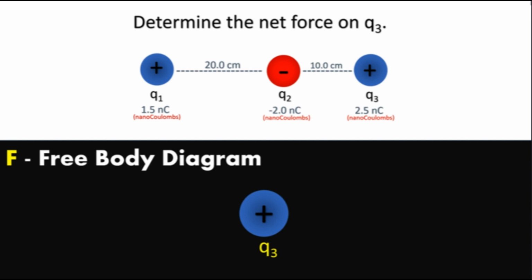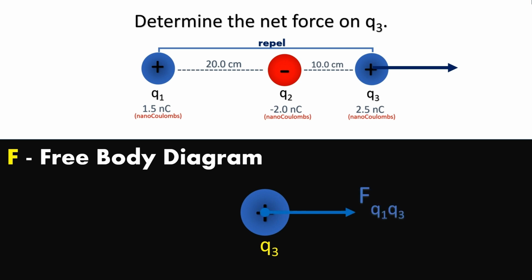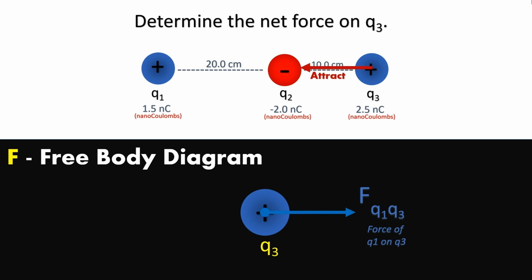Let's start with the force of Q1 on Q3. Q1 and Q3 are both positively charged, so Q1 will repel or push Q3 to the right. Remember that we always draw the arrow from the focus charge, in this case charge Q3. Charge Q2 is negative, so it will attract or pull the positively charged Q3. We now have the free body diagram of Q3.